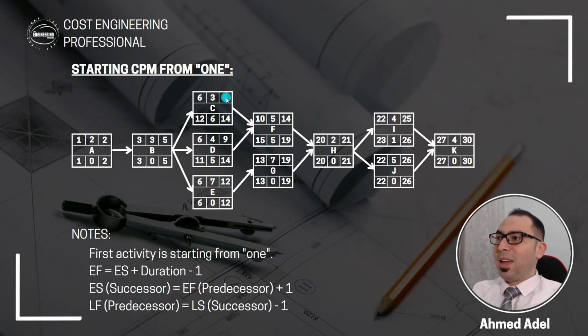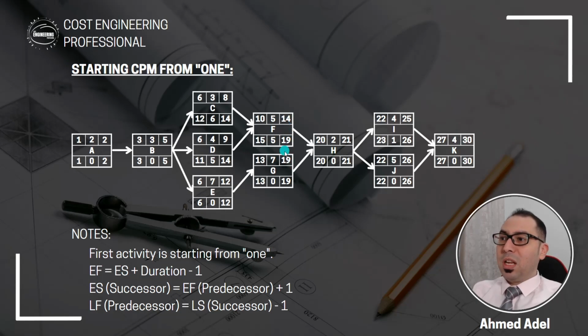So here I have 8 and I have 9. So this activity is depending on C and D. So I have 8 and 9. So this can start on 10. 9 plus 1, so 10. Again, 10 plus 5, that's 15 minus 1, 14. And here, this activity is ending on 12. So this will start on 13. Again, 13 plus 7, 20 minus 1, 19.